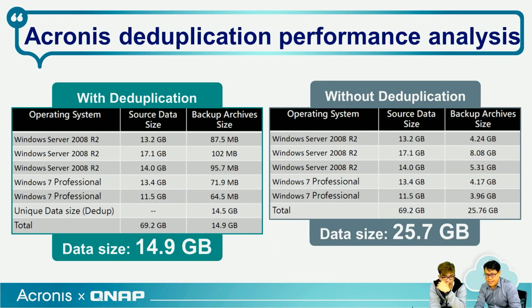And here, is this from QNAP or from Acronis? Acronis. They provided me this set of data. And we can see from the right side, without deduplication, the total data size after the backup is 25.7 gigabytes. And after we do the deduplication at the target site, it's around 15.